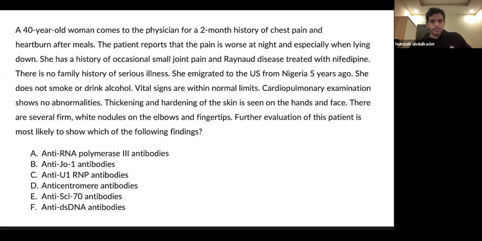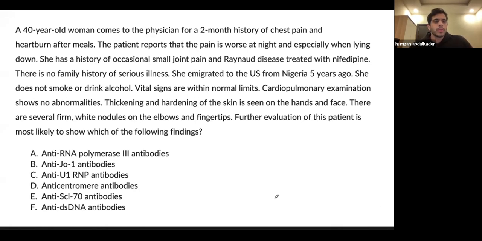Okay. A 40-year-old woman comes to the physician with 2-month history of chest pain and heartburn after meals. Patient reports that the pain is worse at night and especially when lying down. She has history of occasional small joint pain and Raynaud's disease treated with nifedipine. There's no family history of serious illness. She immigrated to the United States from Nigeria 5 years ago. She does not smoke or drink alcohol. Vital signs are within normal limits.